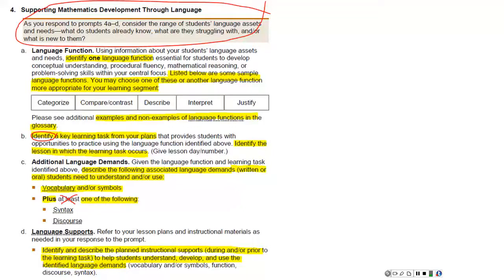Oh, this is the elementary math. This is the elementary math, yes. Okay. I used the elementary math for this. So this is language function, identify one language function. Listed are your samples. These are sample functions, guys. So the smart thing would be to choose one of those, right?